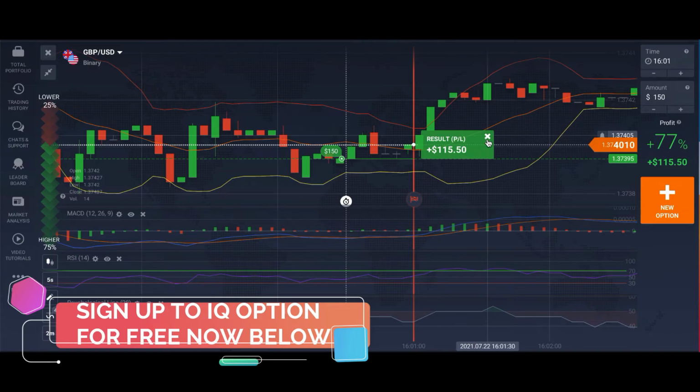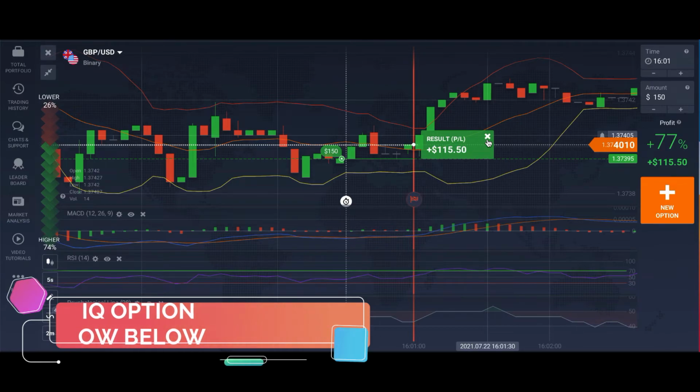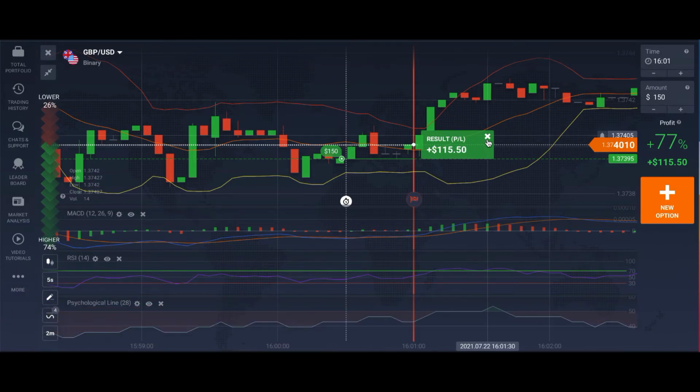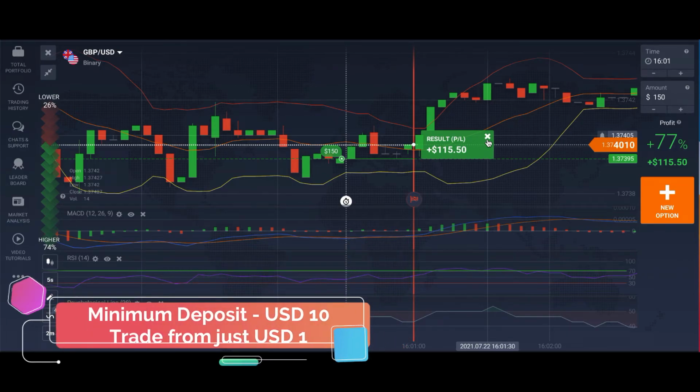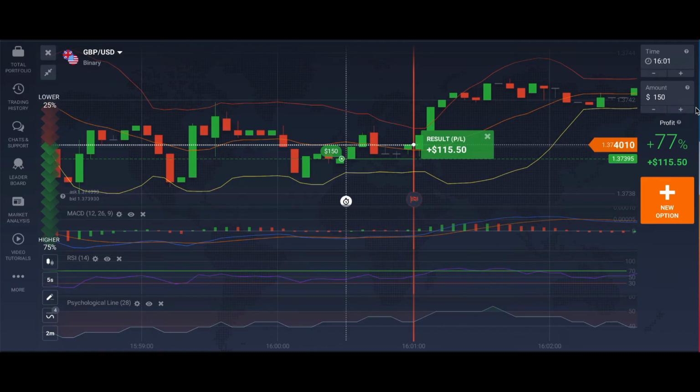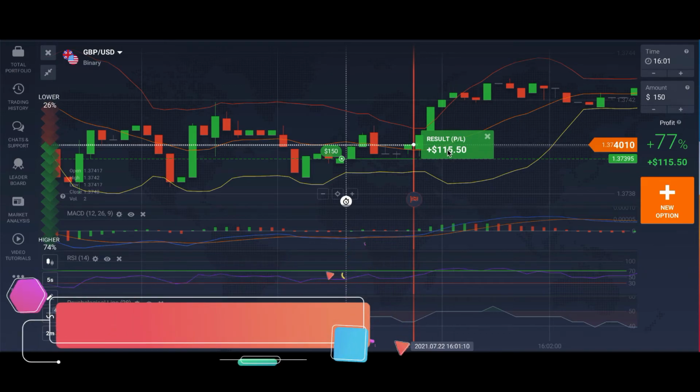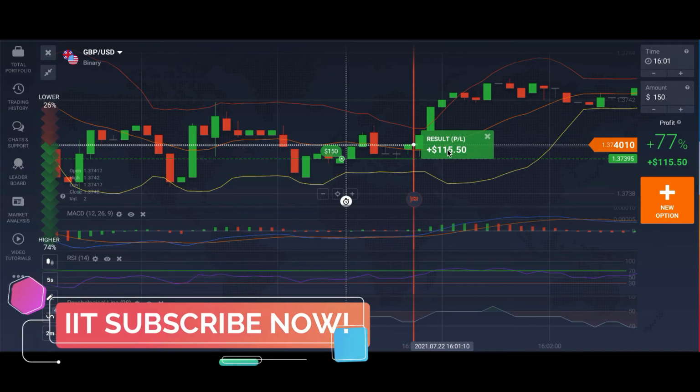You can start trading with a demo account, and when you're eventually ready to go live, you can do that with just a $10 deposit. You can actually start trading for just $1 per trade and still make a 77% return with each trade, which is ridiculous, guys. I mean, who else is going to give you this kind of money, right? I put in $150 and I'm walking away with $115 in literally 30 seconds flat.